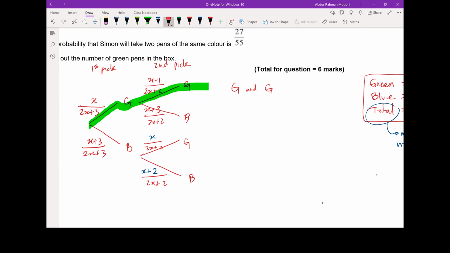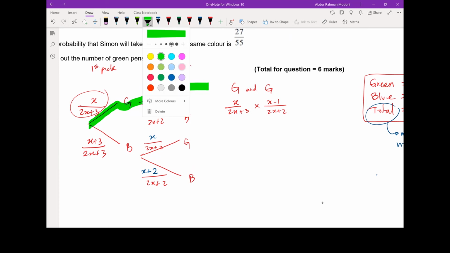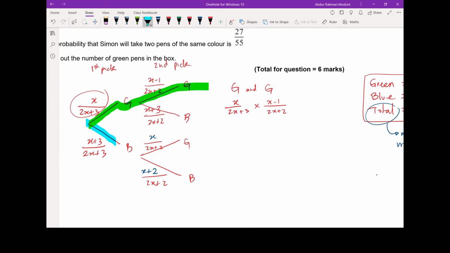So we're going to do x over 2x plus 3, which is that probability, times the x minus 1 over 2x plus 2. So that gives us the probability of getting a green and a green. But there's another option that we could look at, which is the blue and the blue option. And for the blue and the blue option, again, same thing here. We would do x plus 3 over 2x plus 3 times x plus 2 over 2x plus 2.